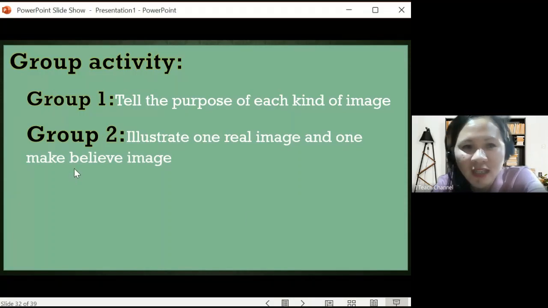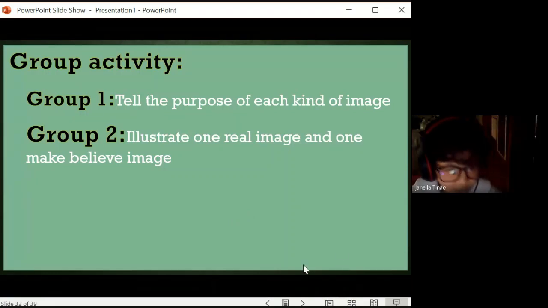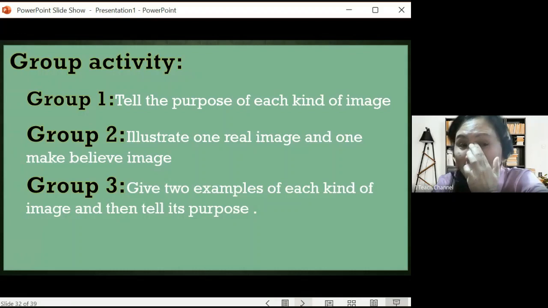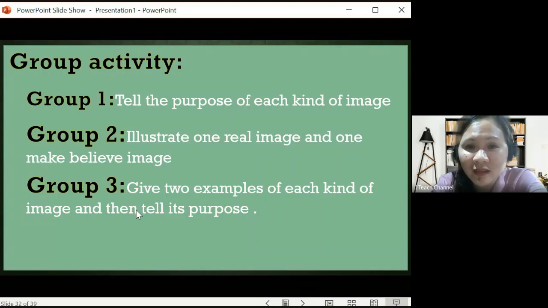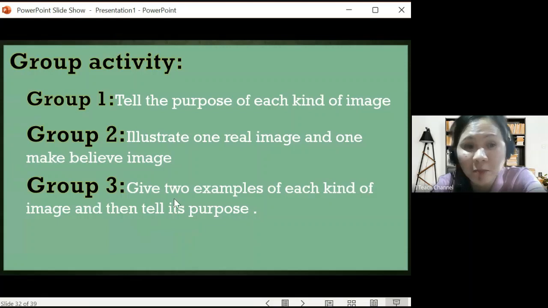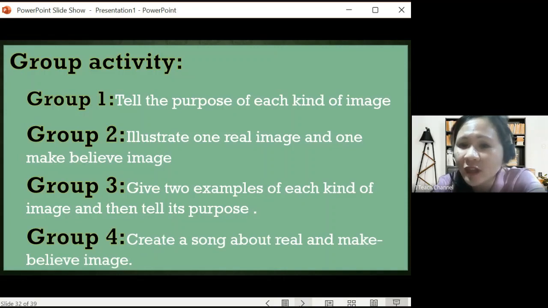Group two, what are you going to do? Please read, Janella. Illustrate one real image and one make-believe image. All right. That's very good. Number three. Group three. Deborah. Angel. Give two examples of each kind of image and then tell its purpose. All right, okay. Just one purpose, okay? Illustrate one real image for group two. You will just draw.